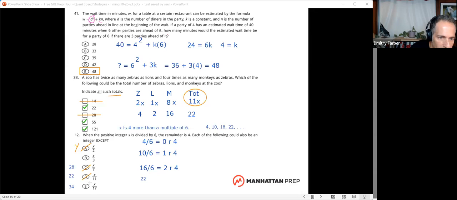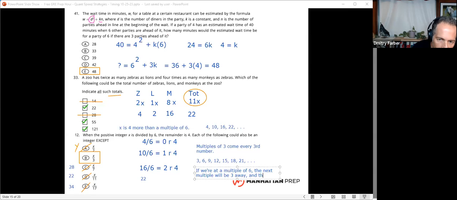Okay. If that felt like a lot of work, or if it felt like, hey, I wouldn't have thought of some of those things, another way to get there would be to ask, why is it never a multiple of 3? The idea is that multiples of 3, this may sound obvious, but it's something we don't often think about, come every third number. So you've got, as you probably know, 3, 6, 9, 12, 15, 18, 21, etc. But if we're at a multiple of 6, the next multiple will be 3 away, and then another 3, right? So after 6, you have 9 and 12 as multiples of 3.